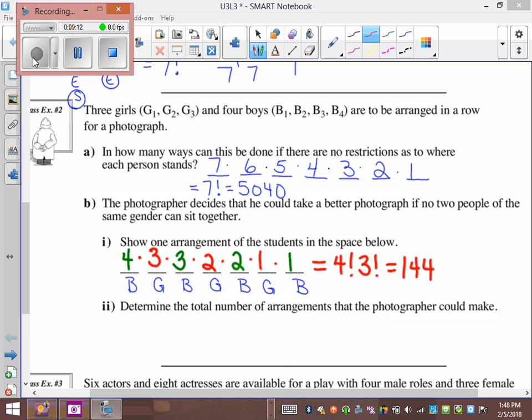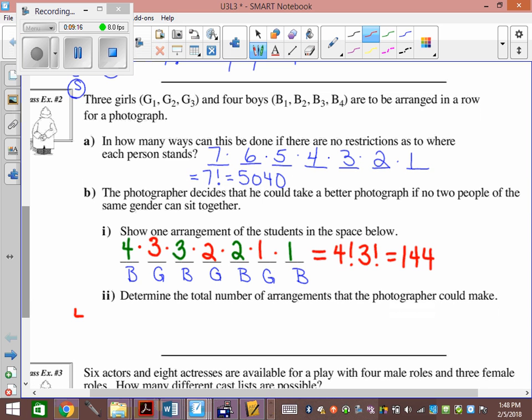Now, I'm going to give you one more question. You have 4 boys and 4 girls. How many ways can you rearrange them so the boys and girls are not together? And go. 4 boys, 4 girls.